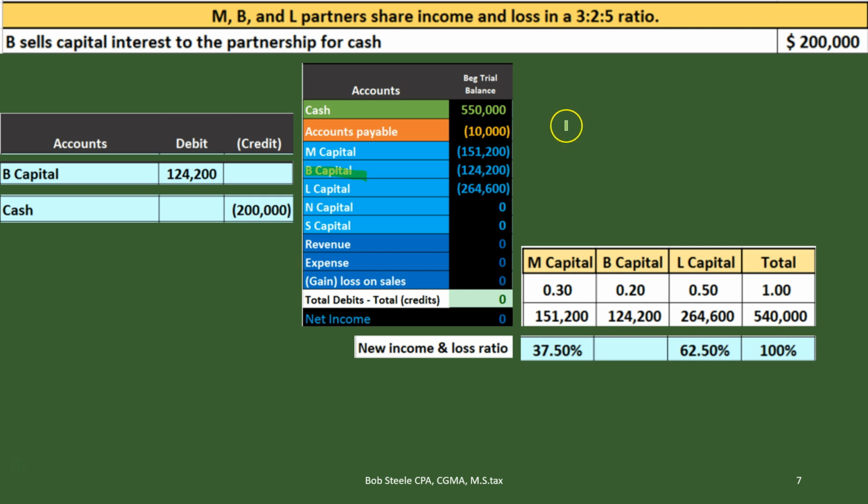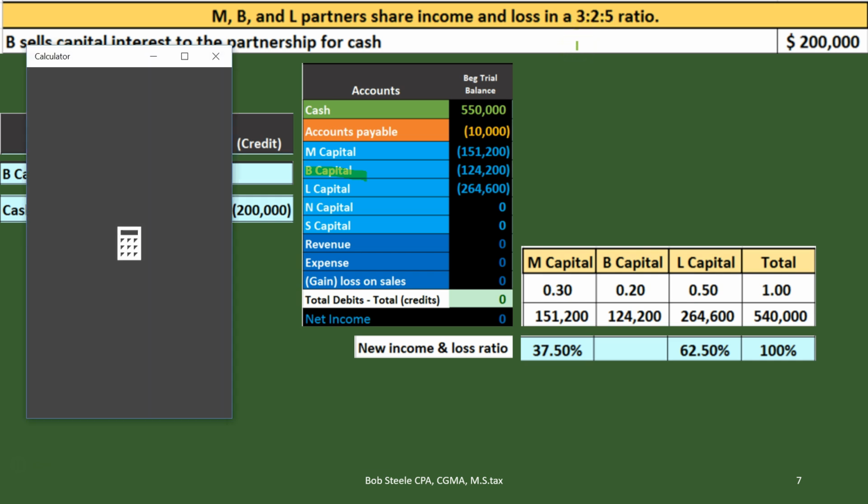So now we have to say, well, B's gone. Therefore, we can't allocate between M and L between a 30-50 because it needs to add up to 100 or 1. So we need to come up with a new ratio. So if we look at this, if we had a 3-2-5 ratio and now the 2 is gone, we can think of it as a 3-5 ratio.